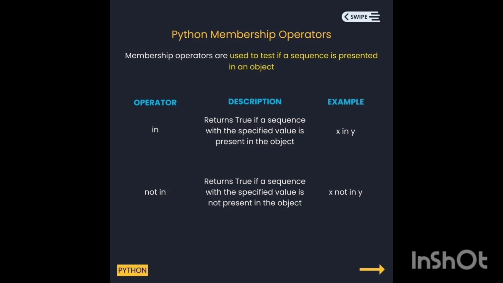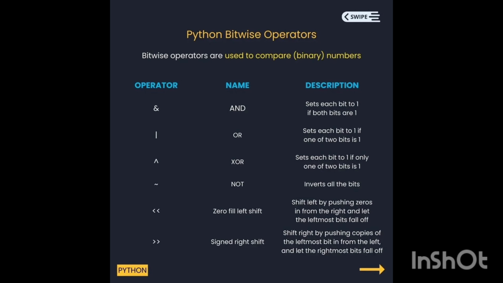Now the next one is membership operators, which are used to see if a value exists in a sequence or not, that is, in and not in. The last one is bitwise operators, which are used to compare binary numbers using functions like and, or, XOR, not.